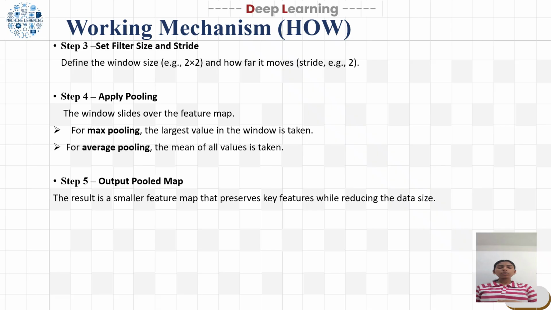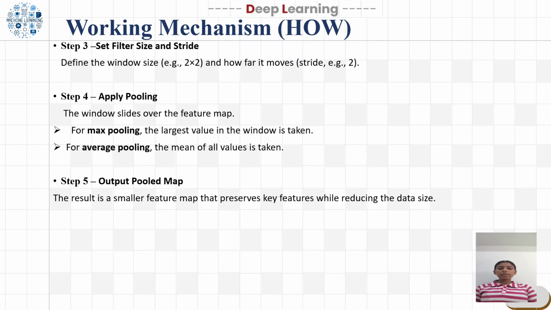Step 3 is to set the filter size and stride. You can define the window size and how far it moves. For example, if the window size is 2x2, you can define its stride as 2. Step 4 is to apply pooling. This window slides over the feature map. If we use max pooling, the largest value in the window is taken, and if we apply average pooling, the mean of all the values is taken.